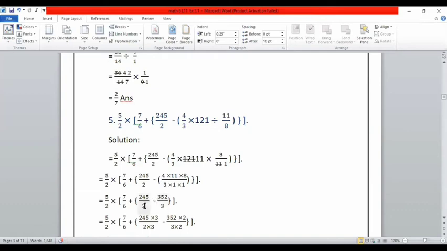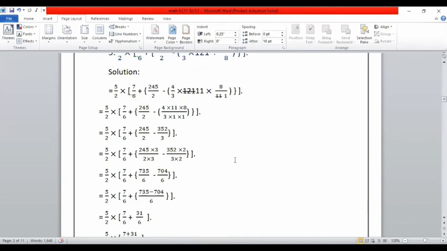After the subtraction, again we will take the LCM of 2 and 3, that will be 6. We will make the 2 into 6 by multiplying 3 up and down, and 3 will be made 6 by multiplying 2 in both positions, up and down. After the multiplication, we get 735 over 6 and 704 over 6. LCM is the same, 6. We will do the subtraction, 735 minus 704 over 6. Dear students, we will get 31 over 6.